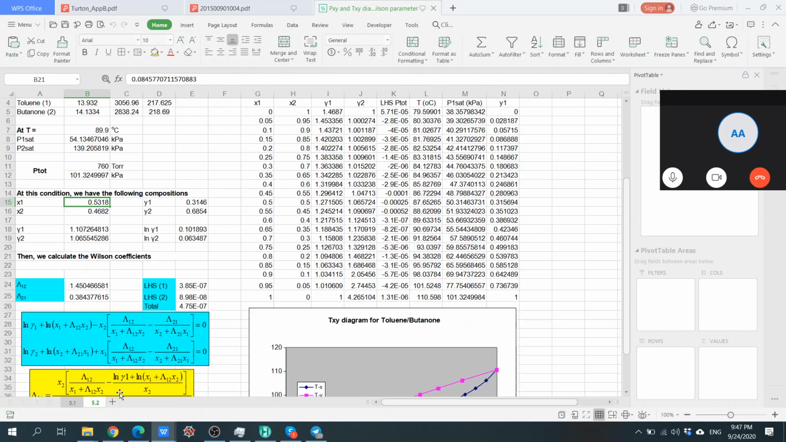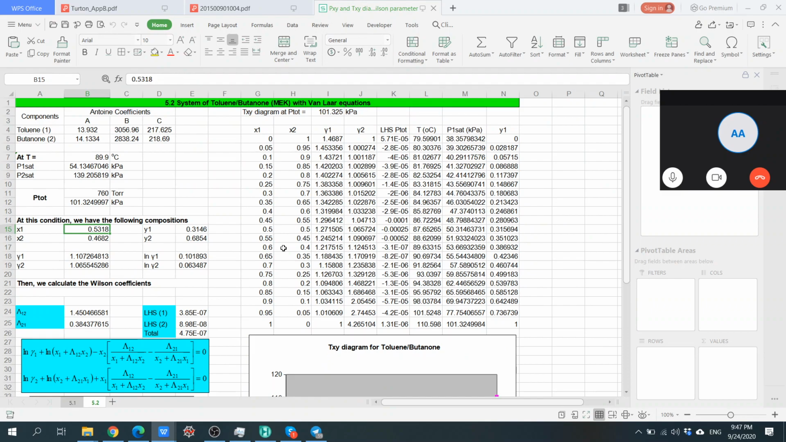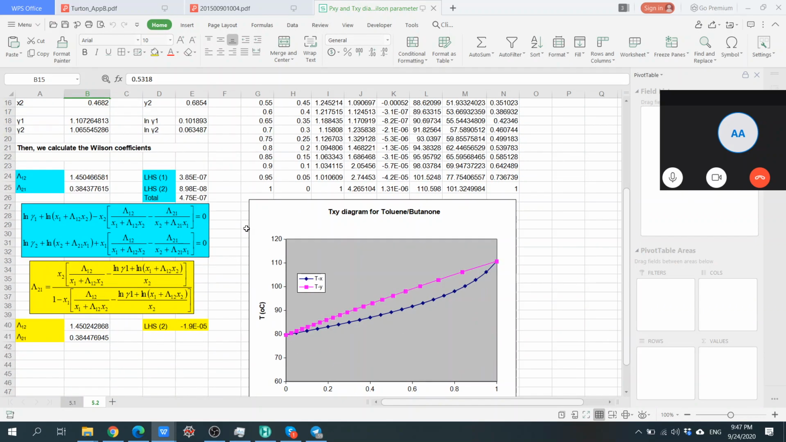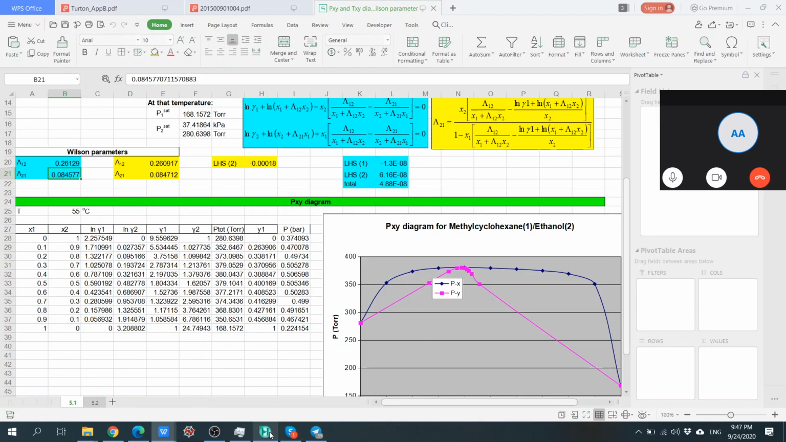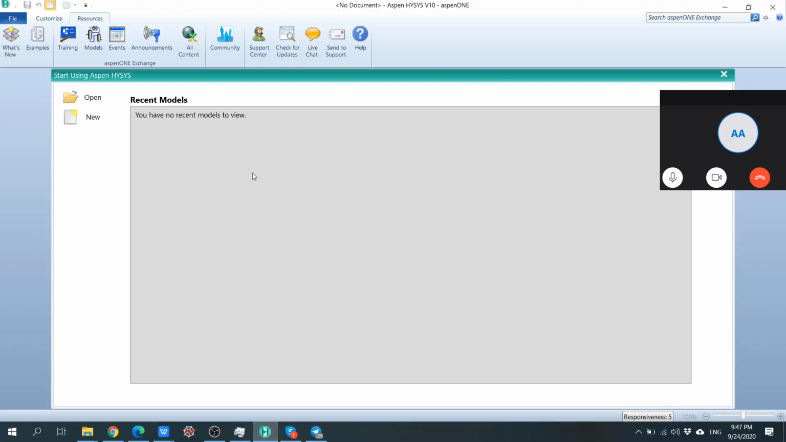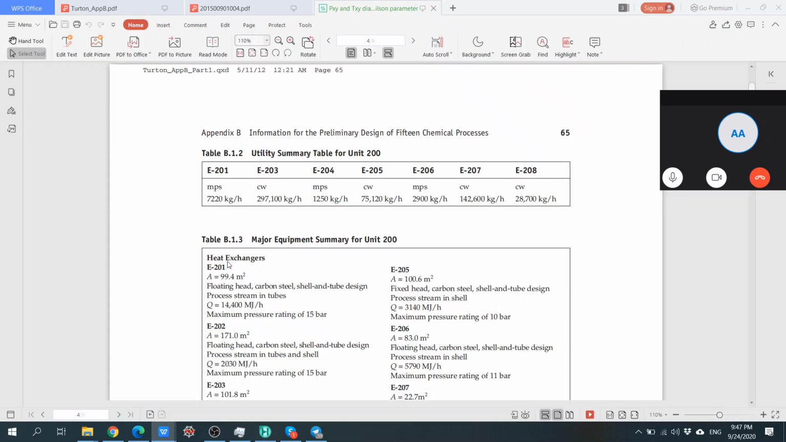Okay, so this is about the Van Laar equations. The Van Laar equation has a different form. Sorry, it's also Wilson coefficients. But in any case, when we go back to the, oh, I haven't opened anything. I don't know if you know, this is what I want to share with you as well.